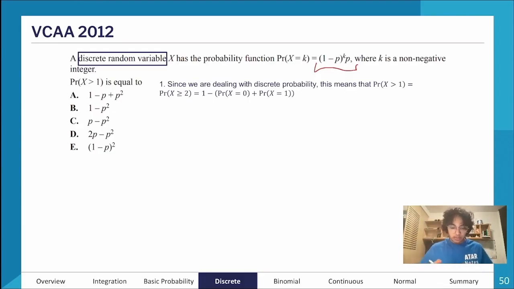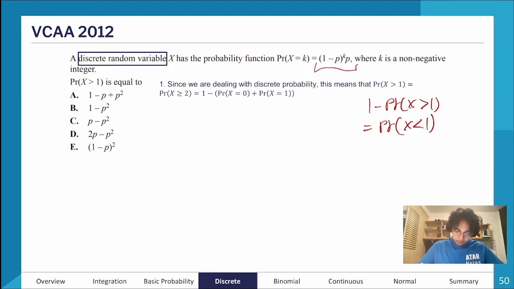What I do know is that 1 minus the probability of x less than 1 is sort of like the flip, right? This is just equal to the probability of x greater than 1. So I can use that to work this out, which is what I've done here. So I've written it out like so.